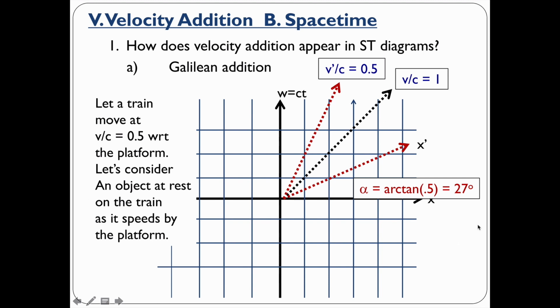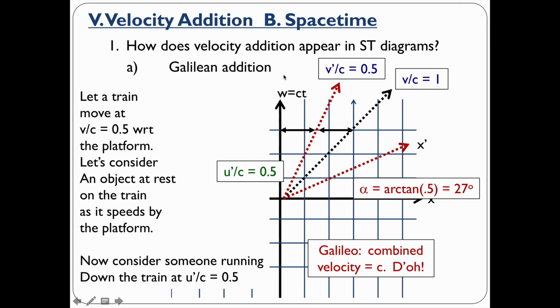We can see this in the space-time diagrams as well. You know that the angle here is due to the speed of the frame, right? So this angle, alpha, is the same as this angle. This is the speed of light here. Let's consider an object at rest on the train as it speeds by the platform. And then we can ask again, what happens when you turn on a flashlight? How does this look on a space-time diagram when you start adding velocities?